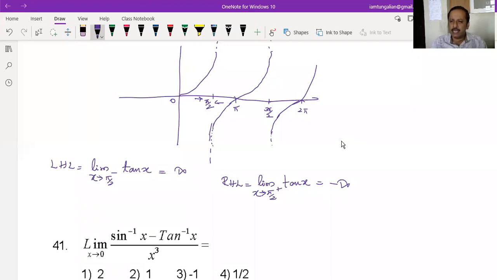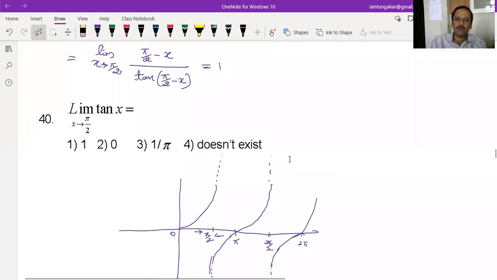See here, the limit does not exist, not because it tends to infinity. It is because from the left side it is tending to plus infinity, and from the right side it is tending to minus infinity. Therefore, the limit does not exist, which means the fourth option is the correct answer.